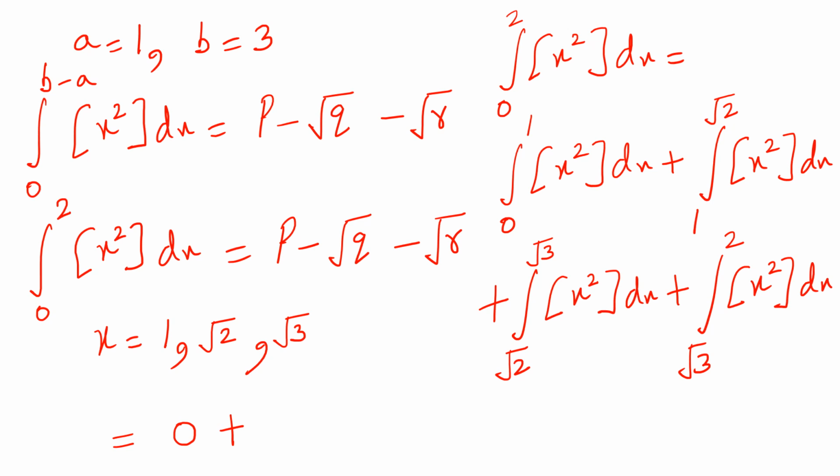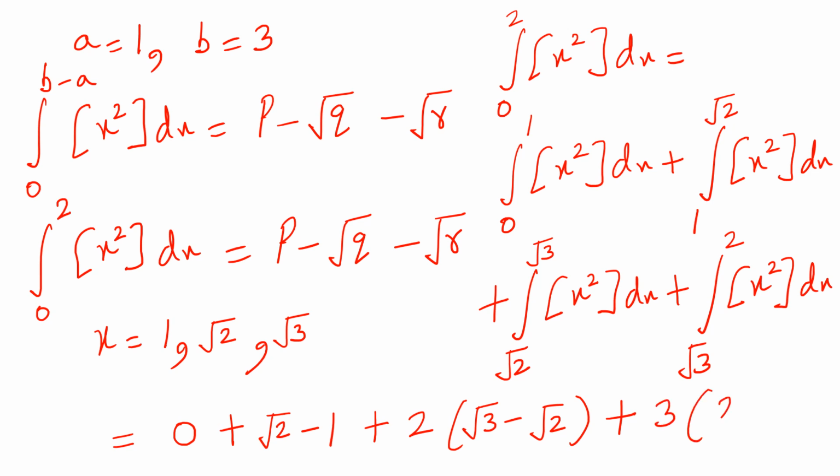In the second integral, x is greater than or equal to 1 but less than root 2. So that means x square is greater than or equal to 1 but less than 2. So hence the value of GIF of x square is equal to 1. So the value of the second integral comes as root 2 minus 1. The value of third integral comes as 2 times inside the bracket root 3 minus root 2. And the value of the last integral comes as 3 times inside the bracket 2 minus root 3. Now students, we will do the calculations and find the values of p, q and r.